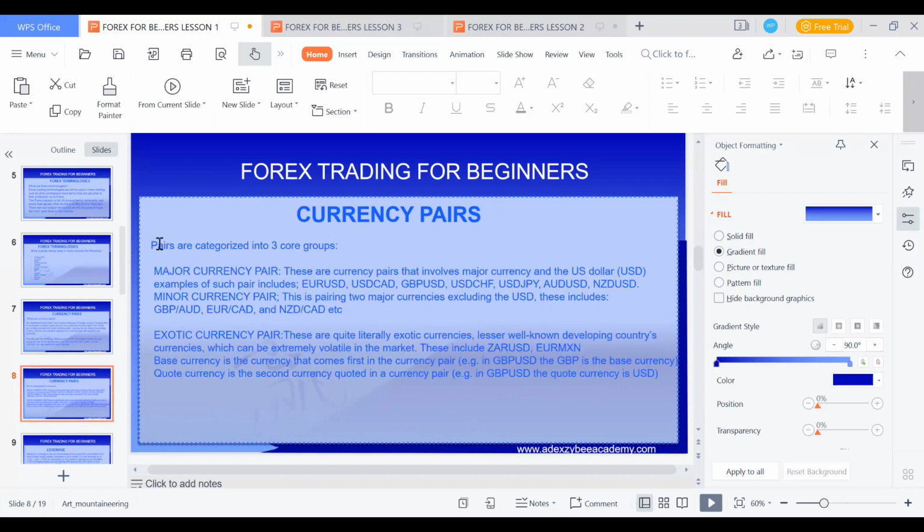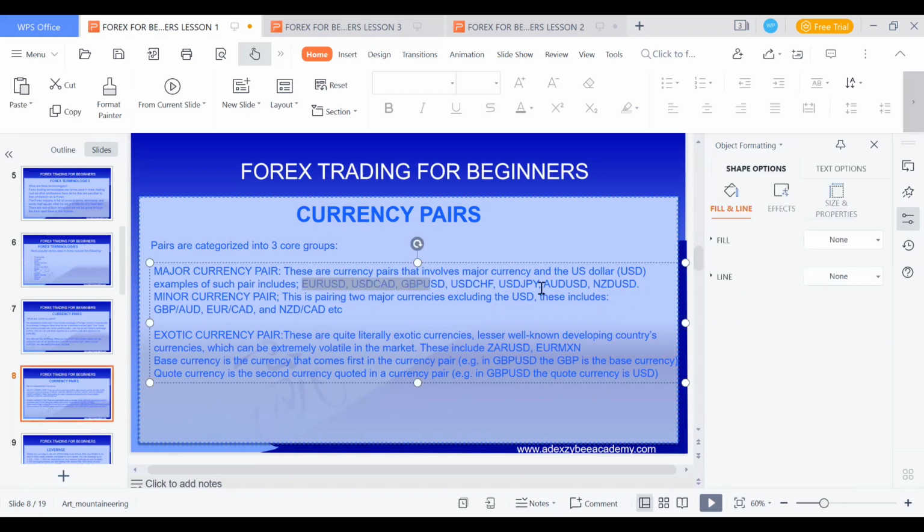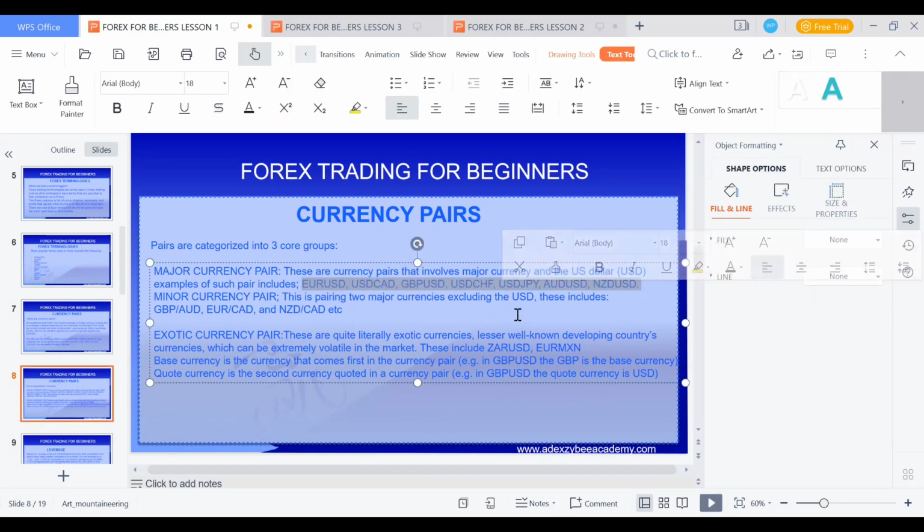Now, currency pairs are categorized into 3 core groups. We have major currency pairs. These are currency pairs that involve a major currency and the US dollar. Examples of such pairs are Euro USD, USD CAD, GBP USD. There are a lot of them, but these are the major ones. Okay, these are major currency pairs.